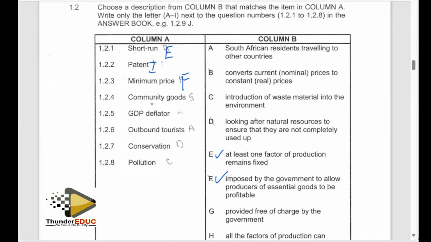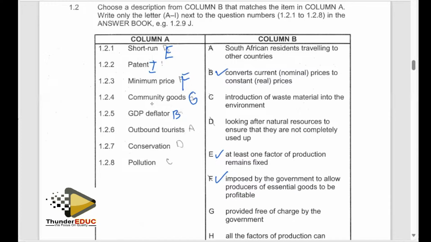Okay, right. So now let's check community goods 1.2.4. So now 1.2.4 community goods, we check normally they are provided for free of charge by the government. So meaning our appropriate answer in this regard is going to be J. So now let's check 1.2.5 where we have GDP deflator. It is actually in line with converting nominal prices to constant prices. So now our appropriate answer in this regard is going to be B.